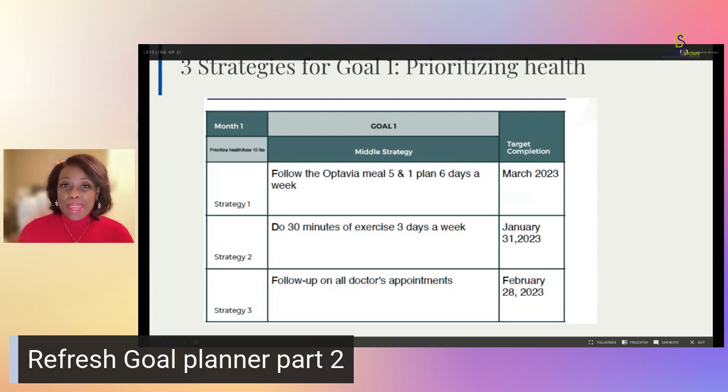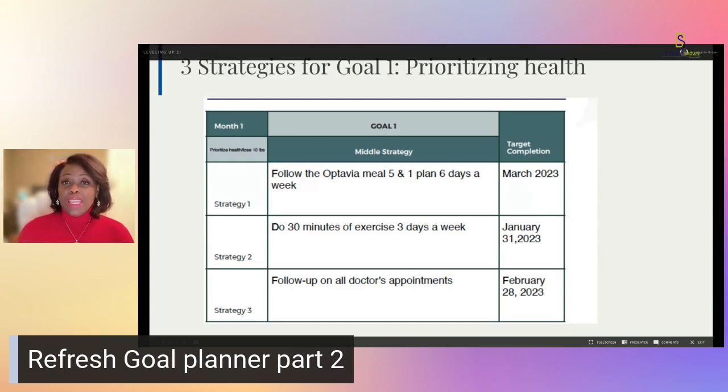Remember I talked about aiming? So I'll explain it with this one. My ideal goal would be to follow that meal plan 7 days a week. And my bare minimum would be to follow it 5 days a week. So my middle goal is 6 days a week. So that's how I came up with that strategy.